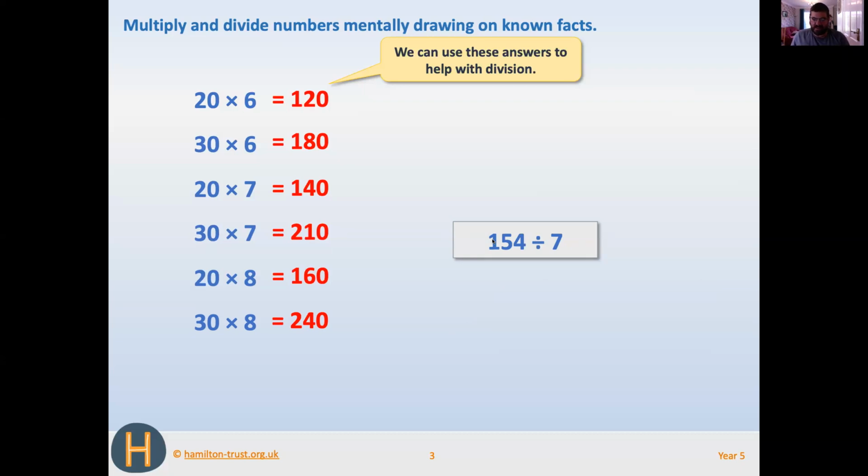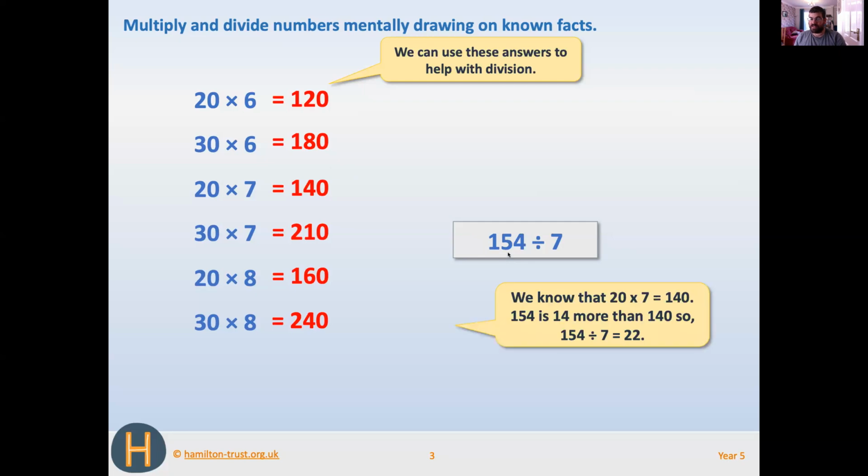Now, we can't say remainder 14 because that's just lazy. All right. And actually, we know that 7 goes into 14. So it goes in 20 times. And how many more times if there's 14 left? It's 2 more times, isn't it? So the answer is 22. 20 times 7 is 140. 14 is 7 times 2, so 154 divided by 7 is 22, all right?